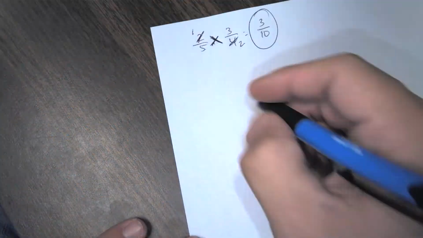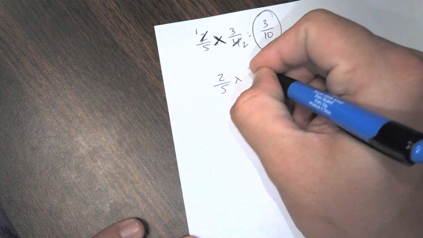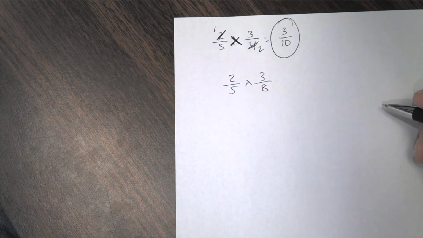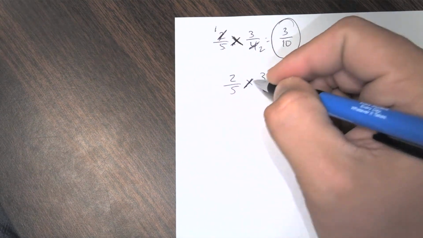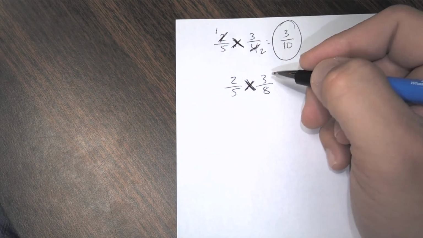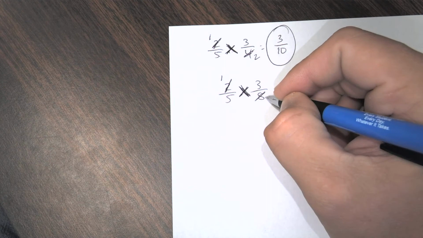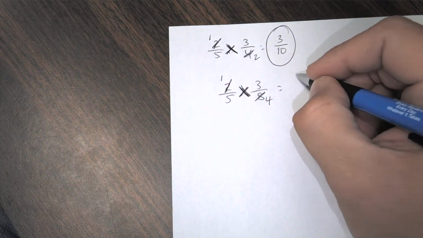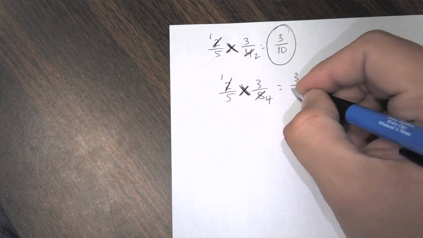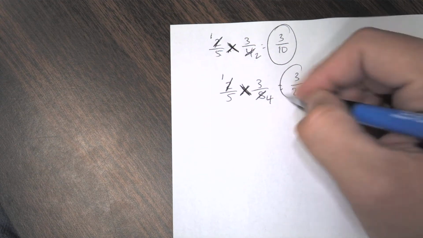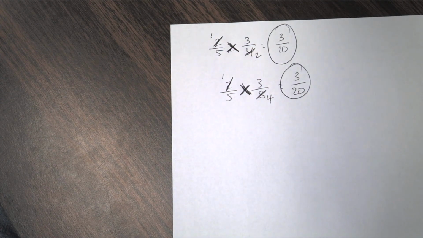Okay, another example with that would be 2/5 times 3/8. So 3 and 5 again, I can't do anything with, but 2 and 8, I can divide a 2 out. So I get 2 divided by 2 is 1, 8 divided by 2 is 4. So then 1 times 3 is 3, 5 times 4 is 20. Once again, regular fraction, so that's our answer. And you're done.